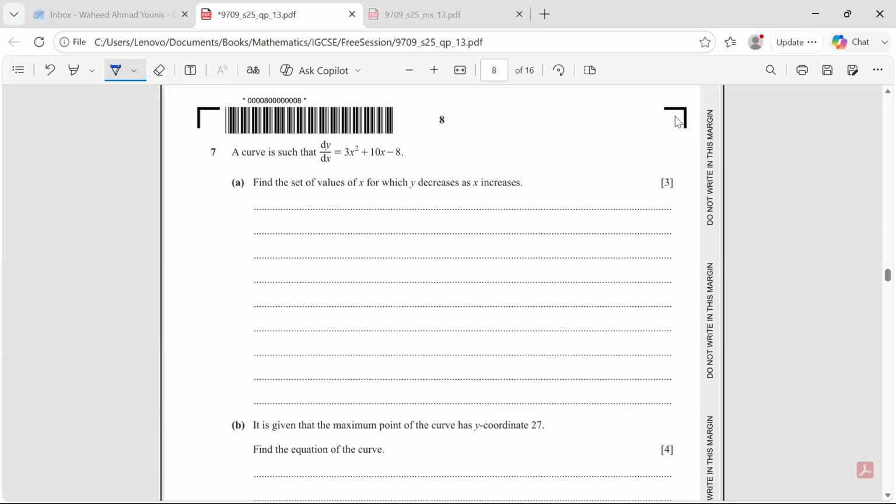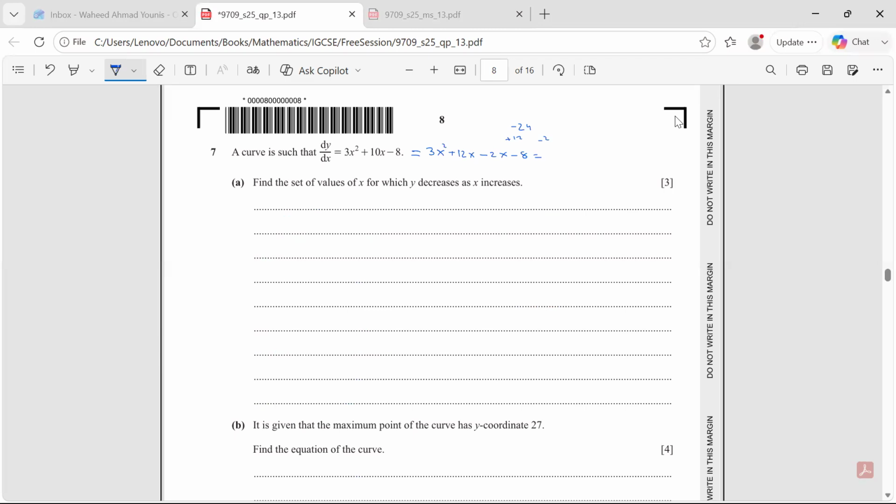Okay, a curve is such that its derivative is this one. Find the set of values of x for which y decreases as x increases. If you look at this expression, it's a polynomial function, right? So try to factorize it. If I try to factorize it, it is 3x squared plus 10x minus 24... so I can make a factor of 12 and 2. This is plus and this is minus, so it will give me plus 10. So 10x can be split into 12x and minus 2x, minus 8.